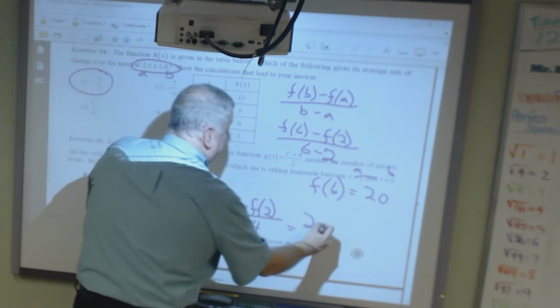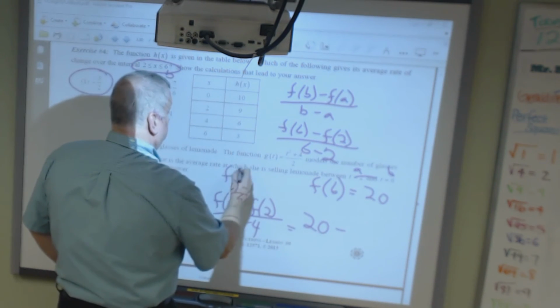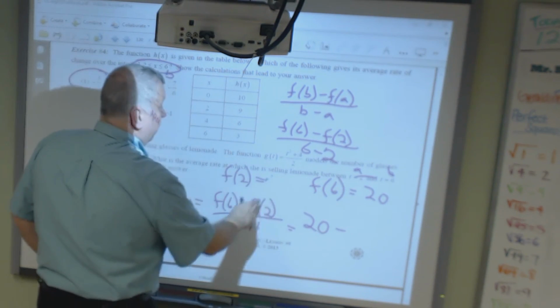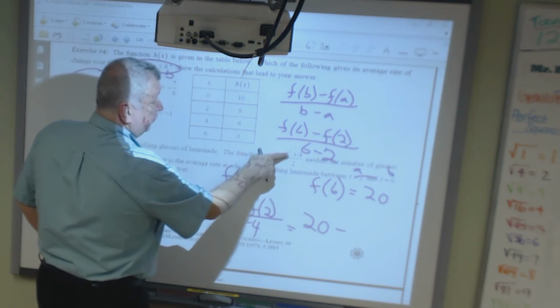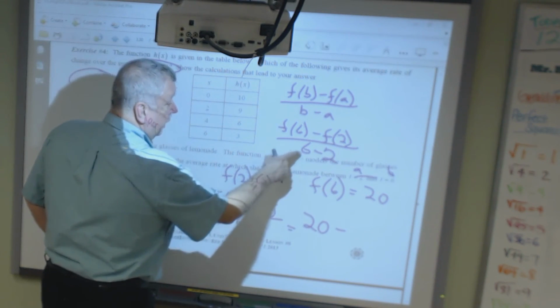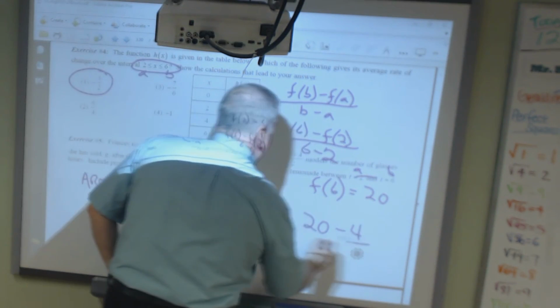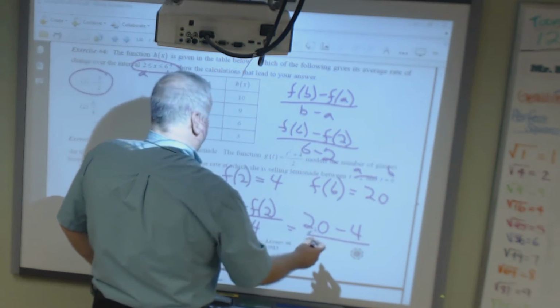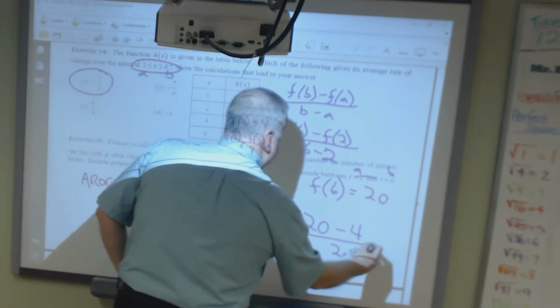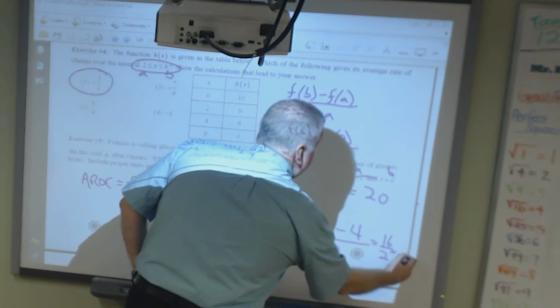So I'll replace the f of 6 with the 20. What is f of 2 equal to? In other words, you've got to put a 2 in there. What's 2 squared? 4, plus 4 is 8, divided by 2 is 4. So you get 20 take away 4, all over 2, which is 16 divided by 2, which is equal to 8.